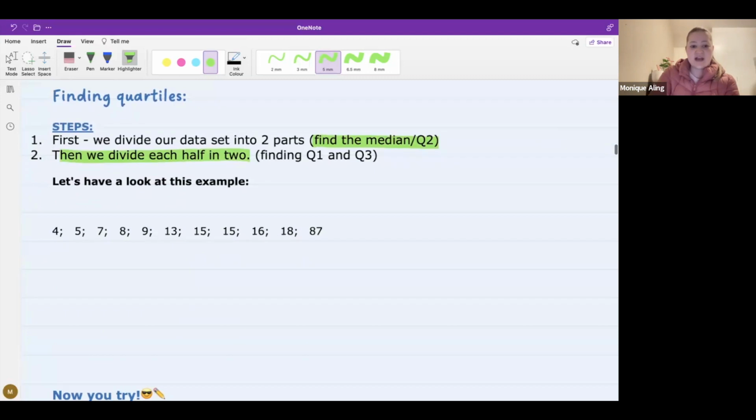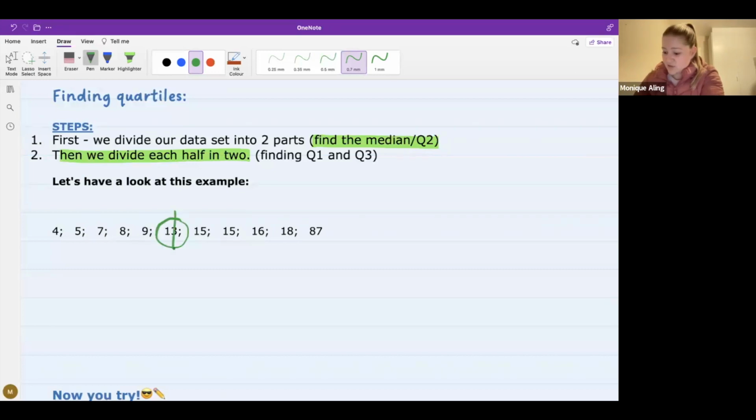Okay, so let's quickly do an example. Our data set is already in order. So the first step is we look for the median or quartile 2. So we go and count how many numbers we have. We have 1, 2, 3, 4, 5, 6, 7, 8, 9, 10, 11. Okay, so there's an odd number, so it's going to be 1 number in the middle. Okay, so quartile 2 is 13. So quartile 1.